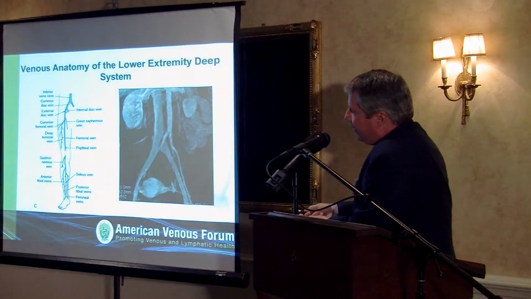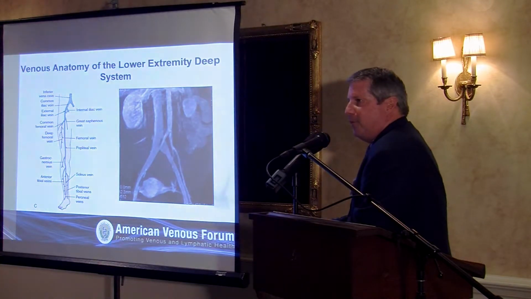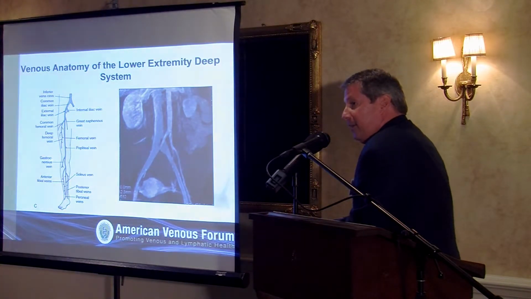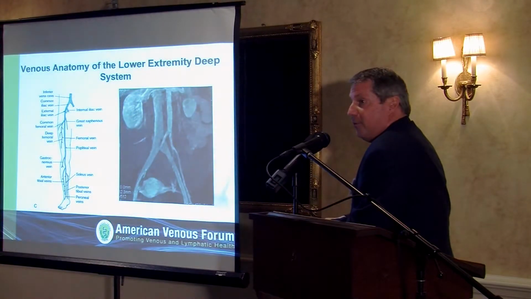The deep system runs in concordance with the arteries, and the named arteries, the named veins. The tibial veins in the leg coalesce into the popliteal vein. And then in the thigh, we change the name to the femoral vein. There's no more superficial femoral vein. That was too confusing. It's actually a deep vein. So it's the femoral vein.